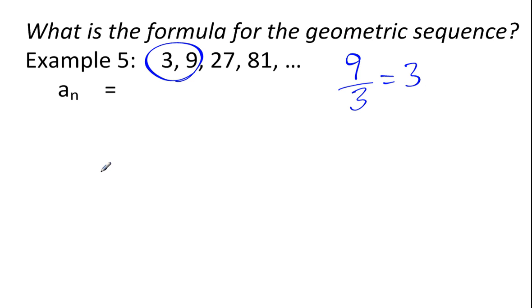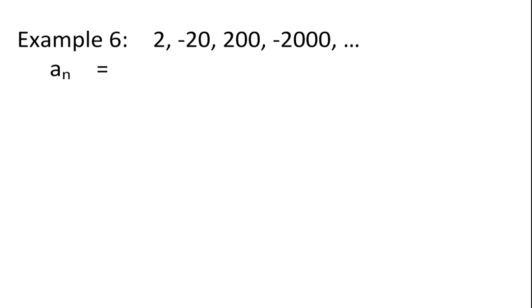So what did we just decide? It was the first term, this 3, times our ratio, which is this 3, to the n minus 1. Done. Oh, and we thought this might be scary.